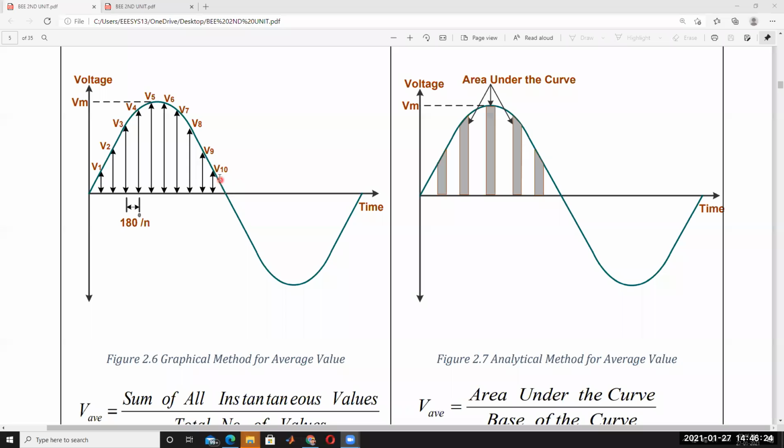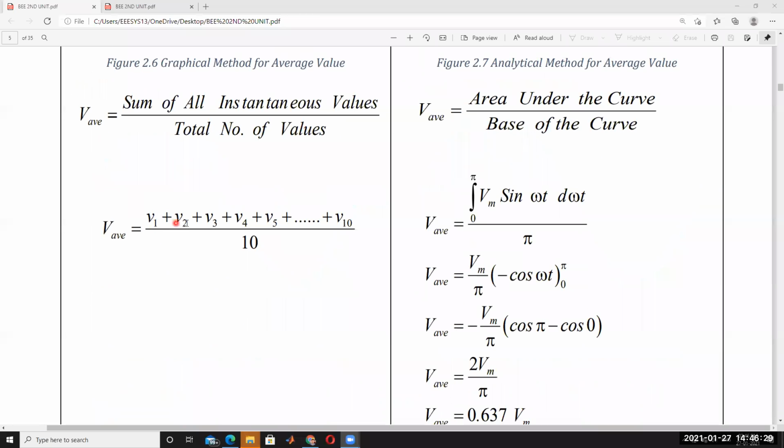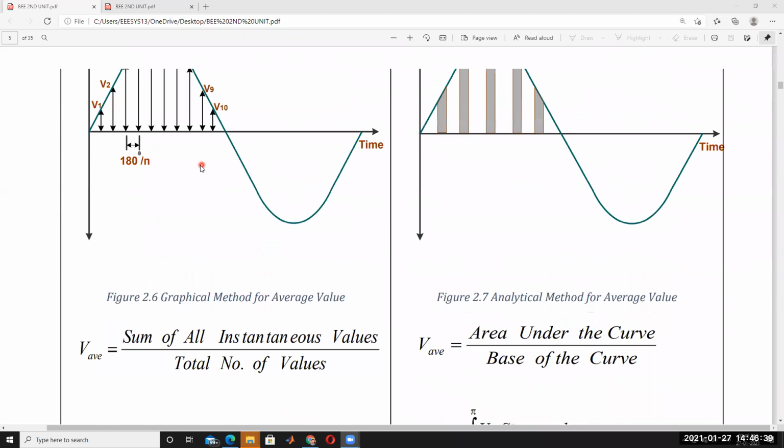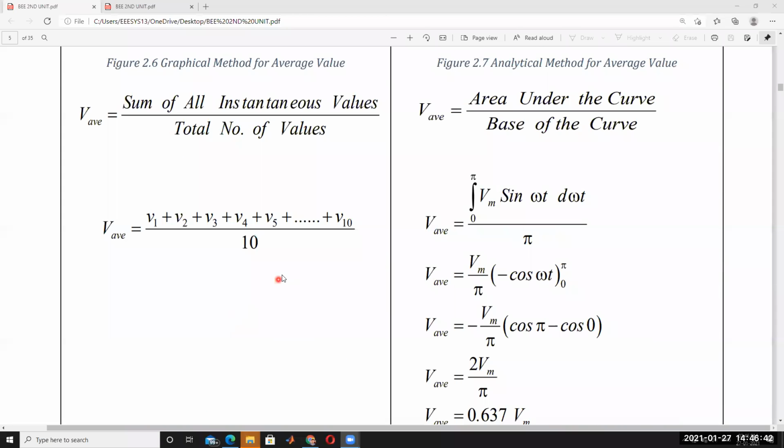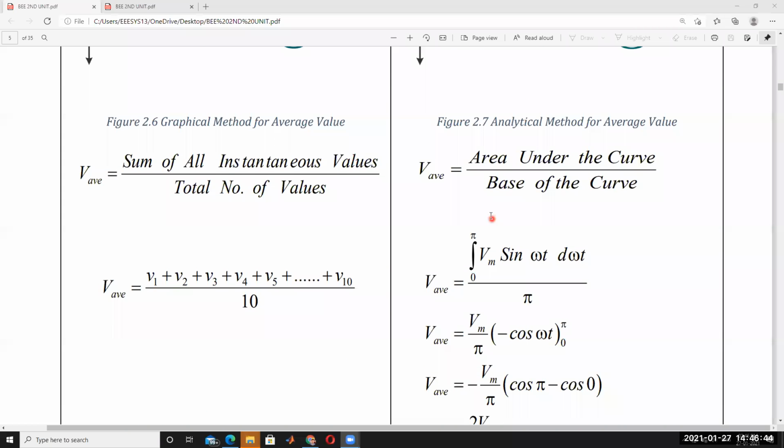So in this, we take 10 instantaneous values. That's why the average is V1 plus V2 plus V3 up to V10, divided by 10, the total number of values. In this way, we calculate the average by taking instantaneous values in the graphical method, and then the analytical method.